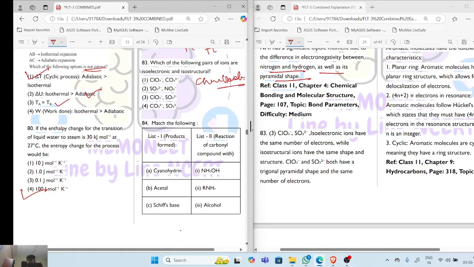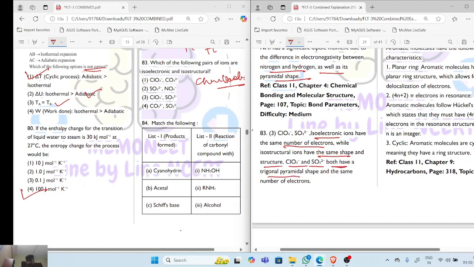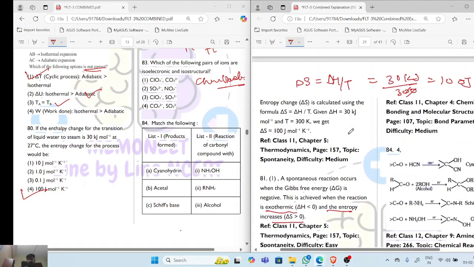If you check option number 3, which is ClO3 minus and SO3 2 minus, they are isoelectronic, means they have the same number of electrons, while isostructural ions have the same shape and structure. ClO3 minus and SO3 2 minus both have a trigonal pyramidal shape and the same number of electrons as well. So option number 3 is our correct answer.